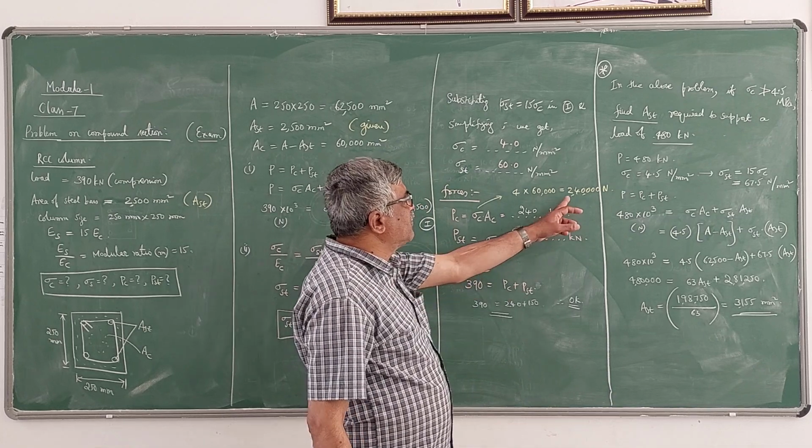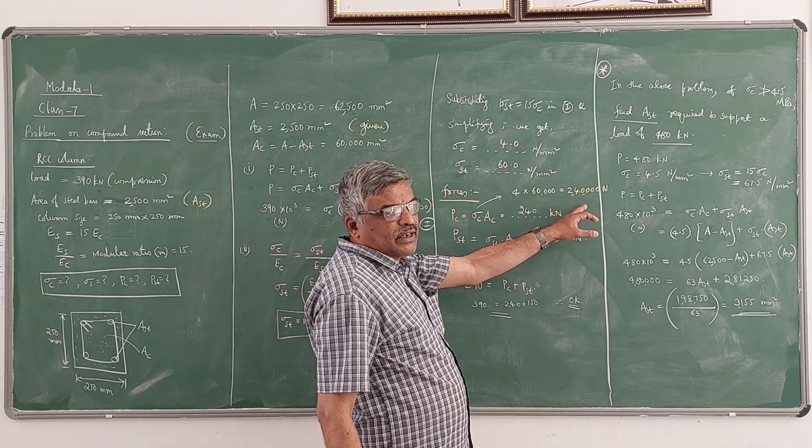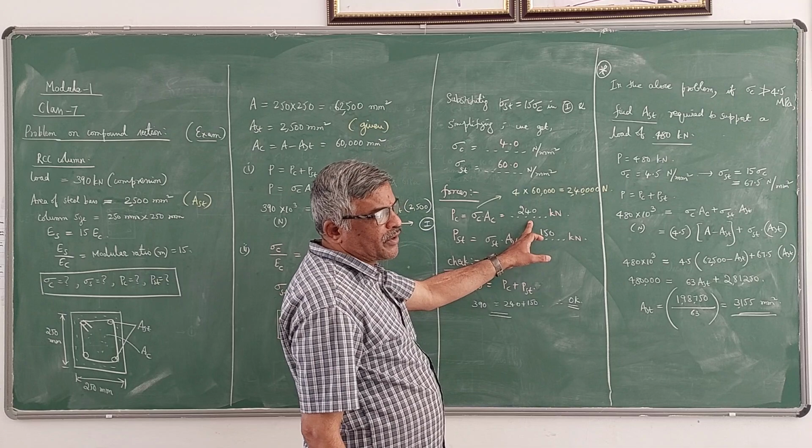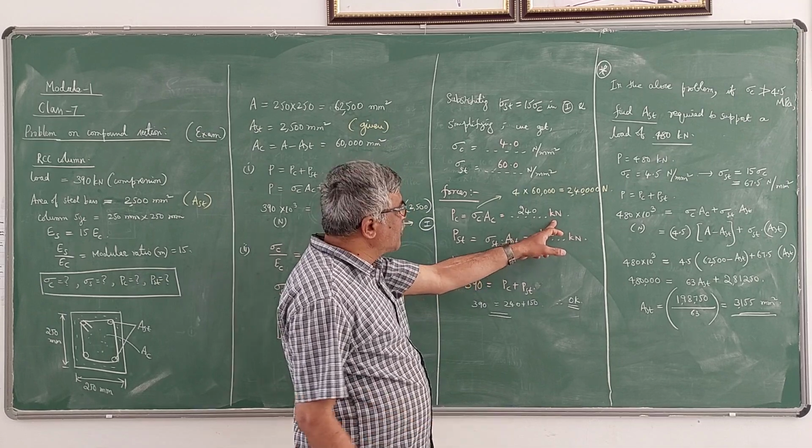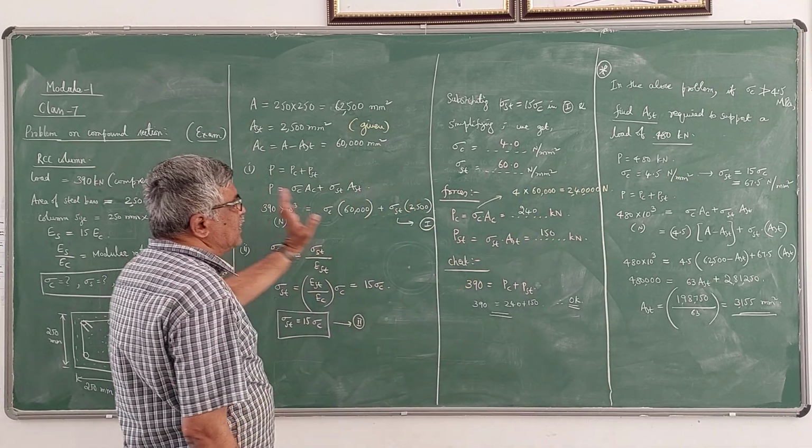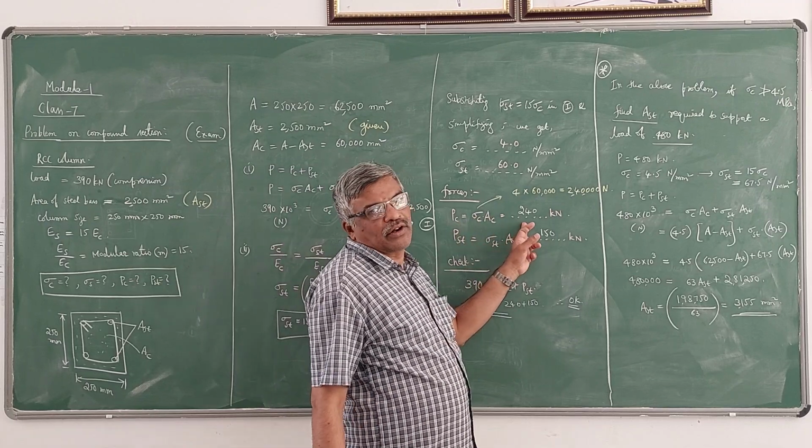So finally you have to convert this into kilonewton. Divide this by 1000, and you will get 240 kilonewtons. So out of this 390 kilonewton, concrete is taking 240 kilonewton.